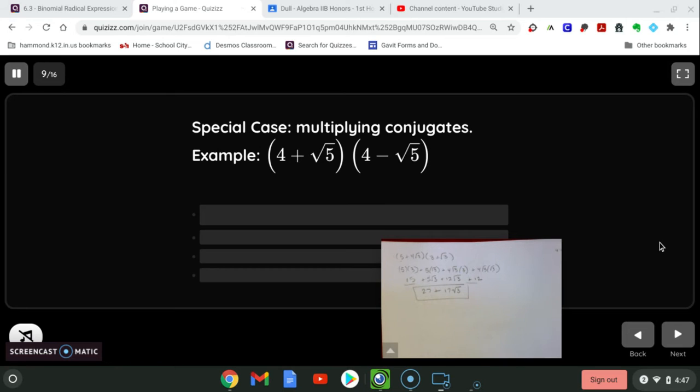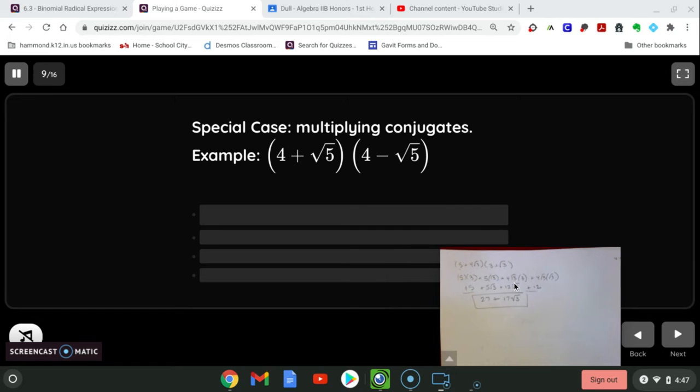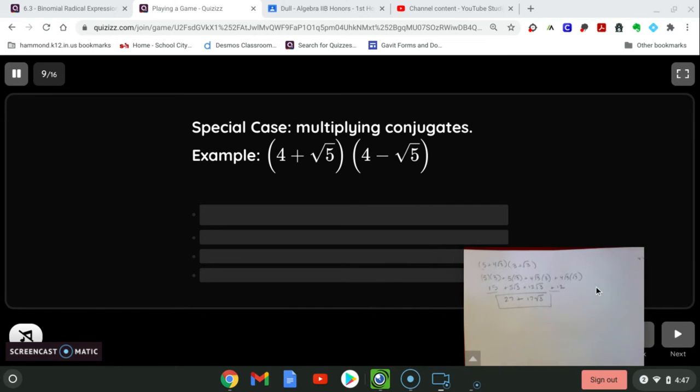So let's look at a special case. We're multiplying what are called conjugates. The same terms, different signs. 4 plus square root 5, 4 minus square root 5. And if you were in class today, we did a warm-up where we did difference of squares. x plus 9, x minus 9. It's going to look really familiar.